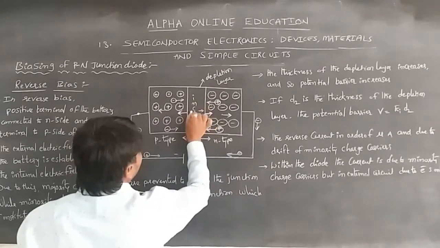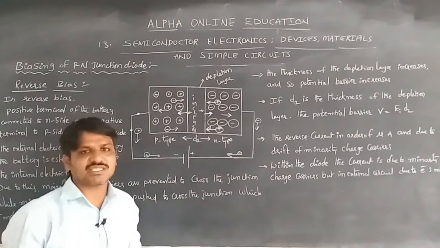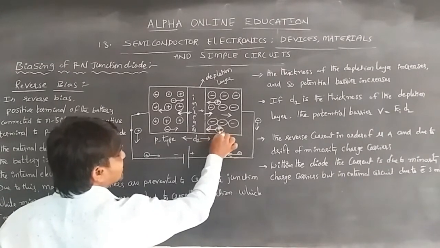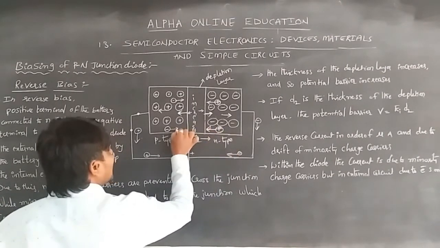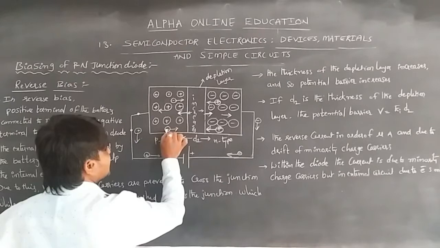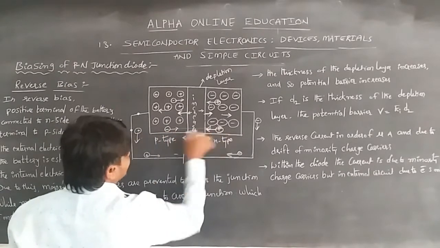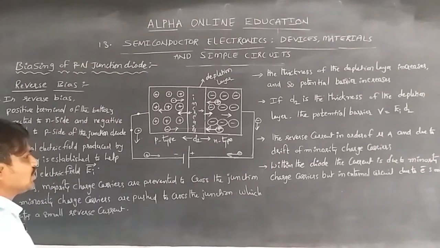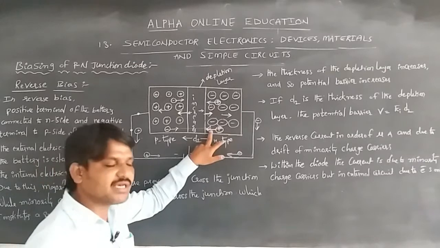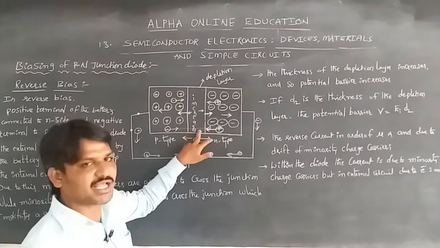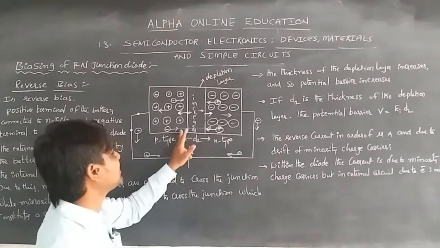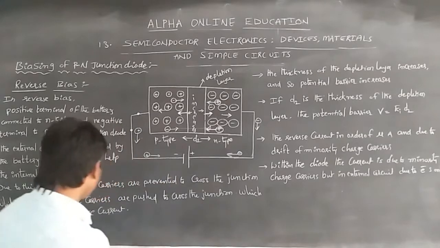meaning the depletion layer width increases, while the minority charge carriers are pushed to move across the junction. The minority charge carriers in the N type are holes, and in the P type semiconductor the minority charge carriers are electrons. Because the minority charge carriers are pushed across the junction, a current flows in reverse bias. So due to the minority charge carriers, current passes through the junction diode, and that is why it is called a reverse current.